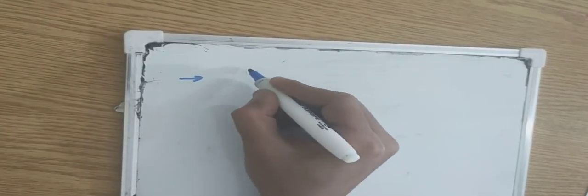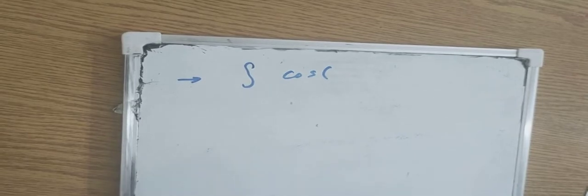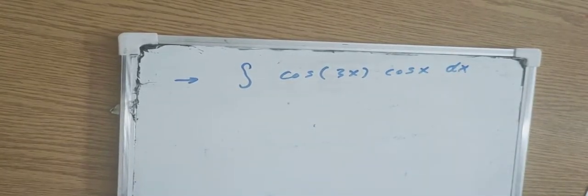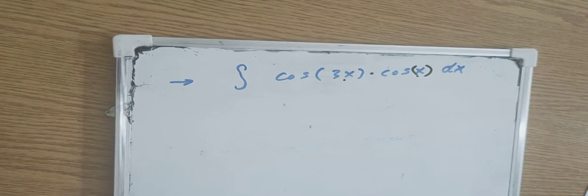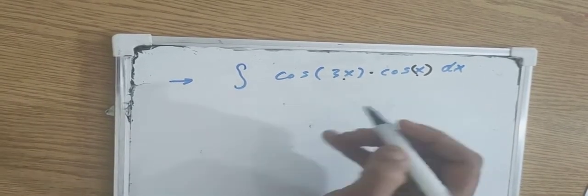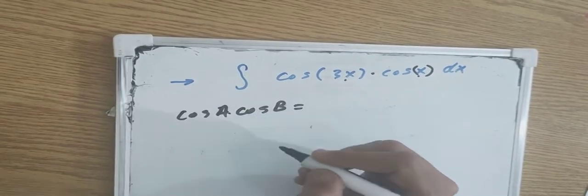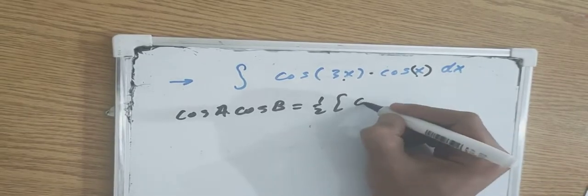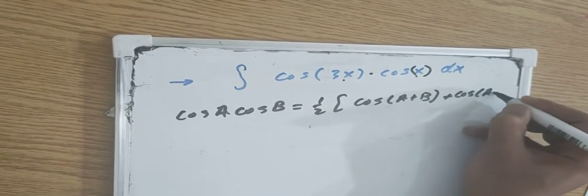Now finally, let's see the case if we need to integrate cosine 3x times cosine x dx. Of course, we have the product between two cosine functions with different angles. There is an identity that changes the product to a sum. If we have cosine A times cosine B, it's a half cosine the sum of the two angles plus cosine the difference of the two angles.